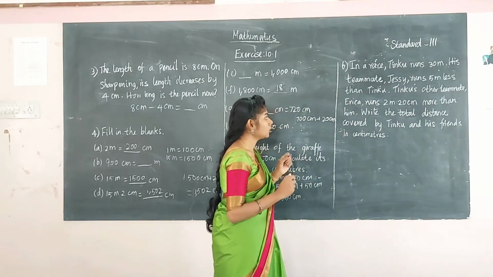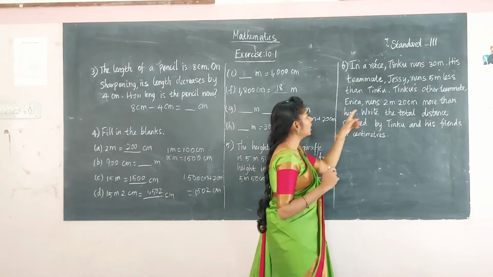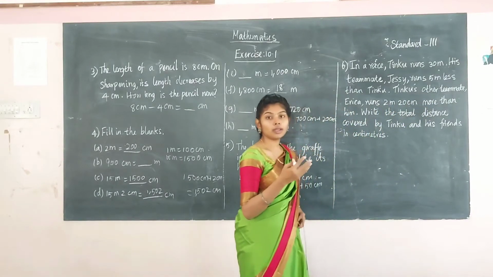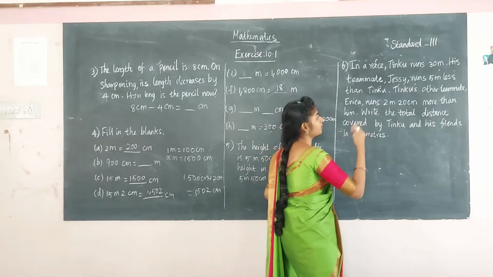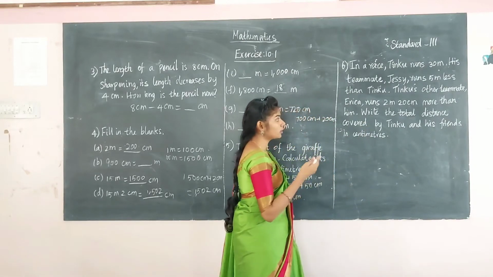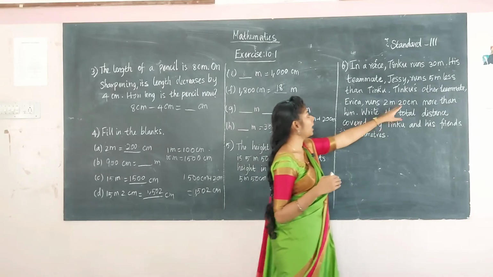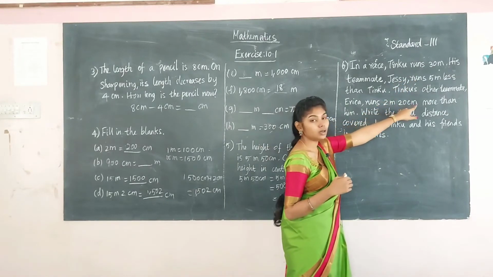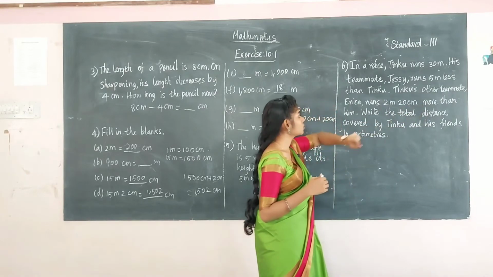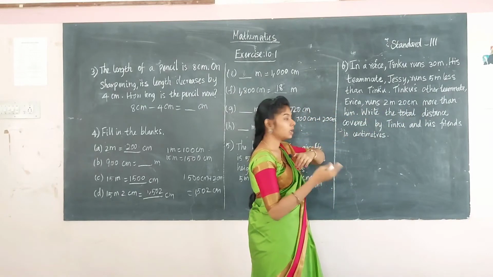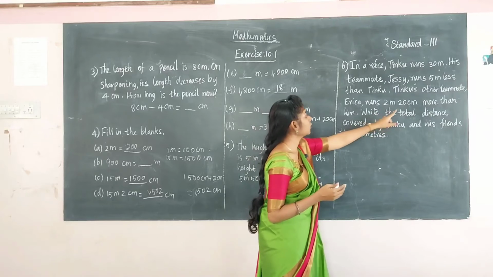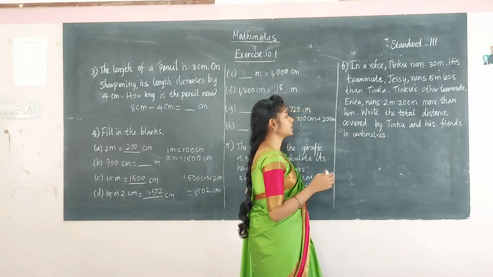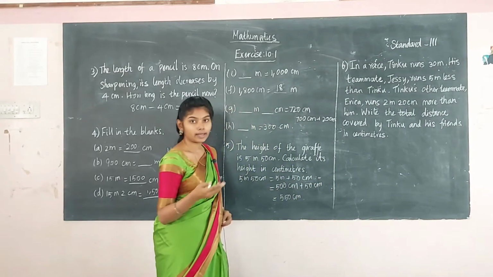And next, Tinku's other teammate Erica runs 2 meters 20 centimeters more than him. What does more than mean? More than means you have to add. Less than means you have to subtract. So here more than is given, so you have to add the number to that 30. So 30 meters plus 2 meters 20 centimeters. So you will get how much Erica runs. And write the total distance covered by Tinku and his friends in centimeters. In centimeters we have to write the answer.